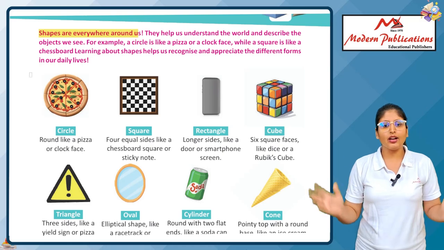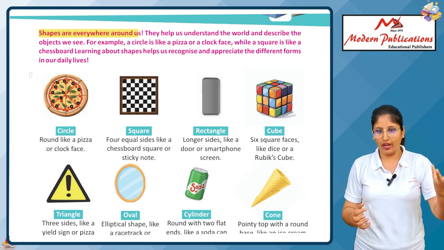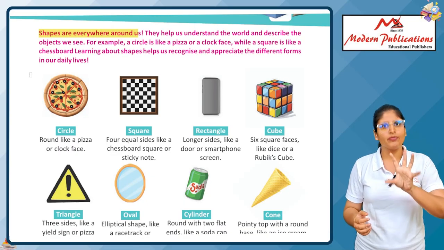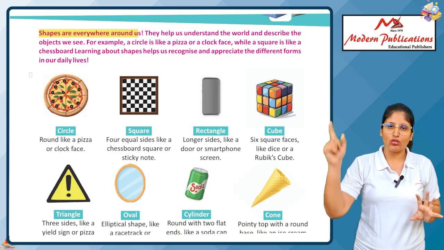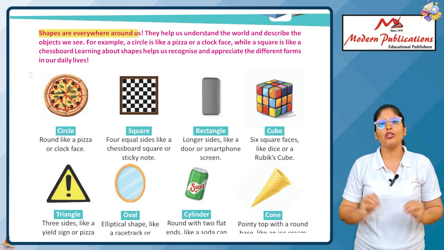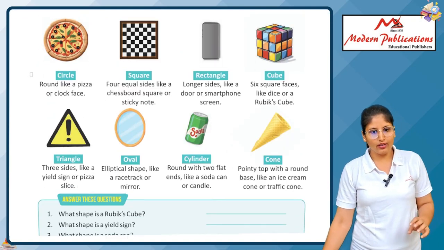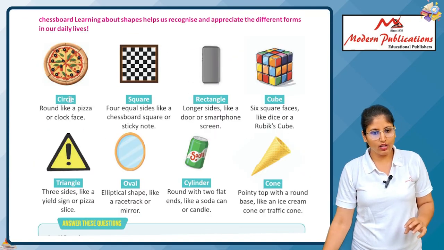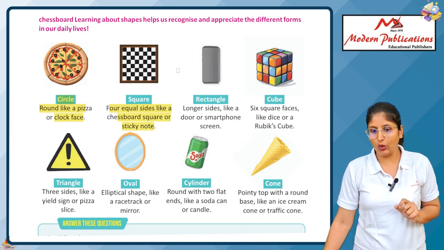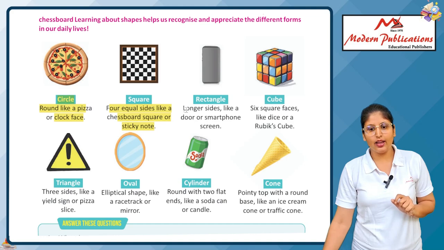For example, a circle like a pizza or a clock face. If you want to draw a clock, mostly we draw a clock in a circle shape. If you make a door, mostly it is in a rectangular shape. So every object has different shapes. Circle: round like a pizza or a clock face. Next, square: four equal sides like a chessboard or a square sticky note. Square has all the sides equal, we know. Rectangle has longer sides like a door or a smartphone or a screen.